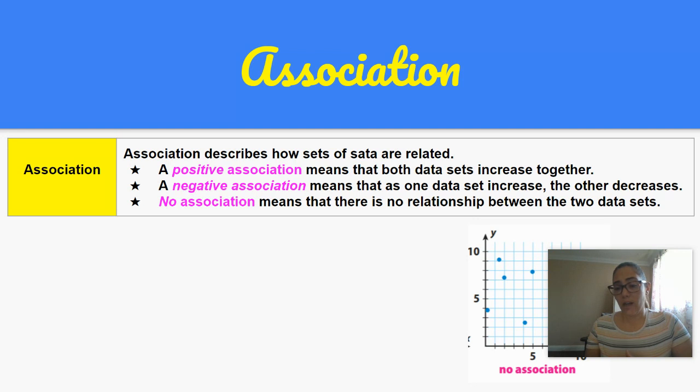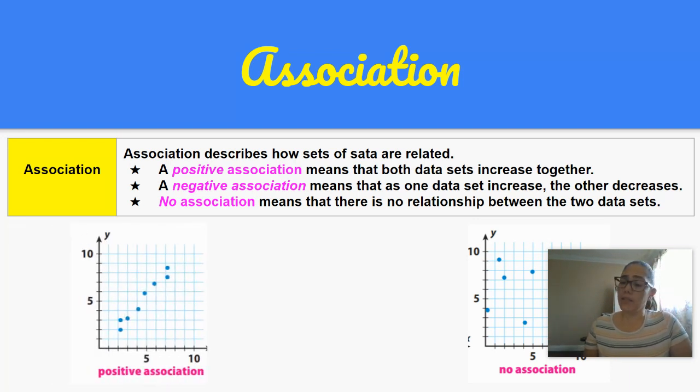My picture is covering up the no association graph, but just know that it's like spots of data everywhere, and there's no correlation. And then a positive association could look like this. It doesn't have to be in a completely straight line, but more or less as your x variable, or your independent variable, is increasing, so does the dependent variable.